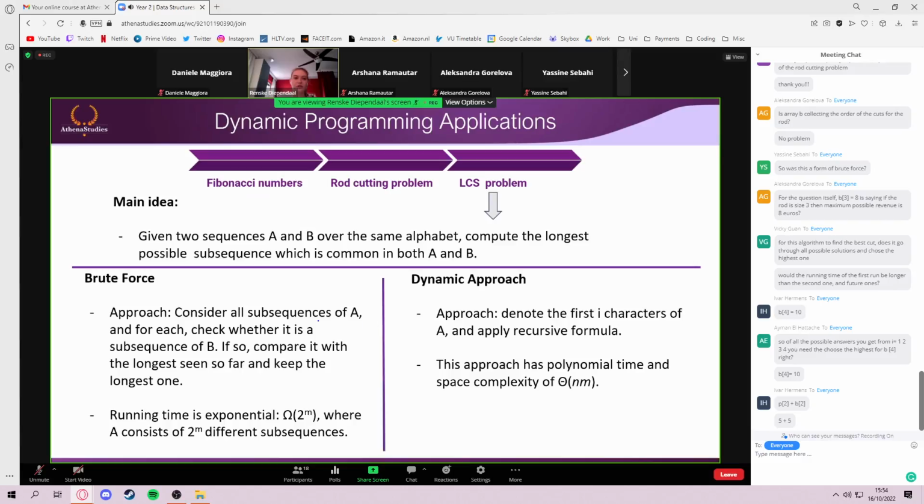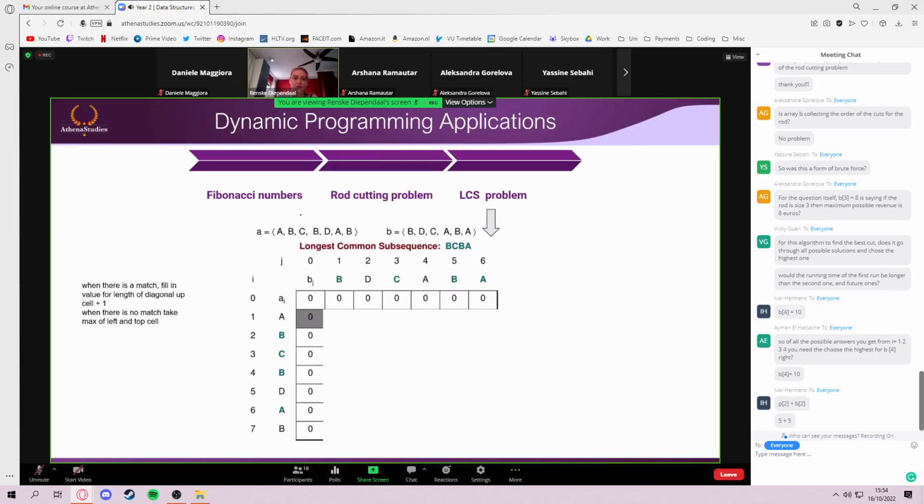So how we're going to do this, you could also brute force this, calculate all the subsequences and check if there's a subsequence of B, see if this is the longest and keep the longest one. Well, this is just very long and boring, and we'd want to use a dynamic approach. And this is how we're going to do this actually. Okay, so we have two sequences. What you do is you just write them down in a table like this.